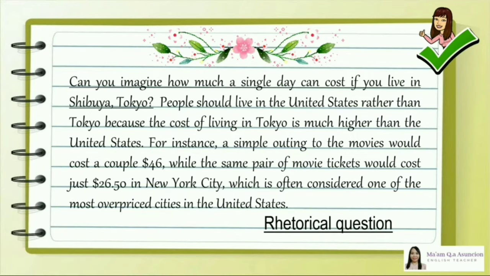Can you imagine how much a single day can cost if you live in Shibuya, Tokyo? People should live in the United States rather than Tokyo because the cost of living in Tokyo is much higher than the United States. For instance, a simple outing to the movies would cost a couple $46, while the same pair of movie tickets would cost just $26.50 in New York City, which is often considered one of the most overpriced cities in the United States.